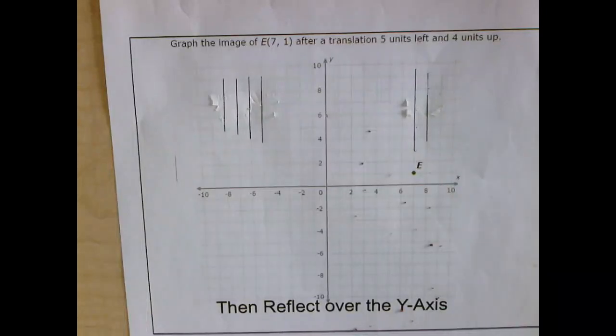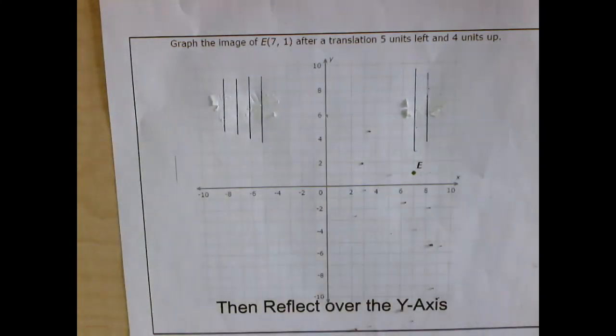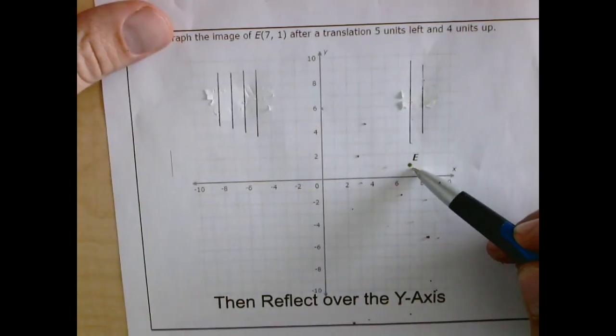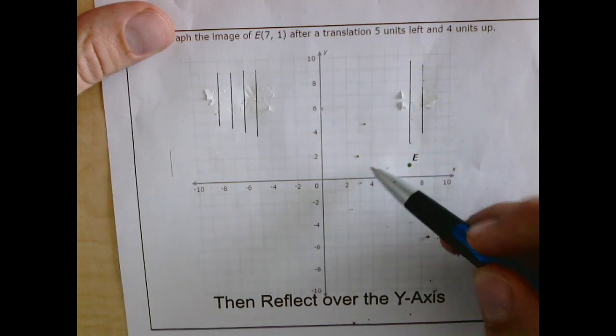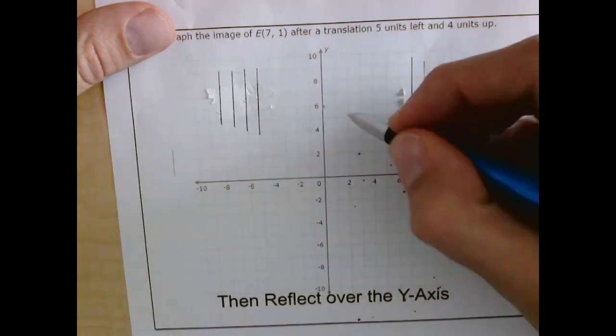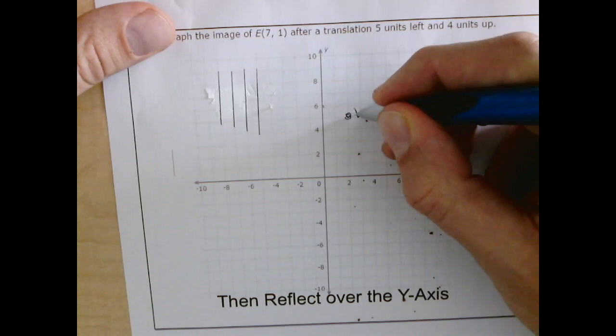Cookie Monster wants to do a translation of 5 units left and 4 units up. Cookie Monster loves cookies. Cookie Monster's favorite cookies are chocolate chip chunks from McCafe. Cookie Monster is going to start on E and go 5 units left and 4 units up. Then Cookie Monster is going to label this E prime.